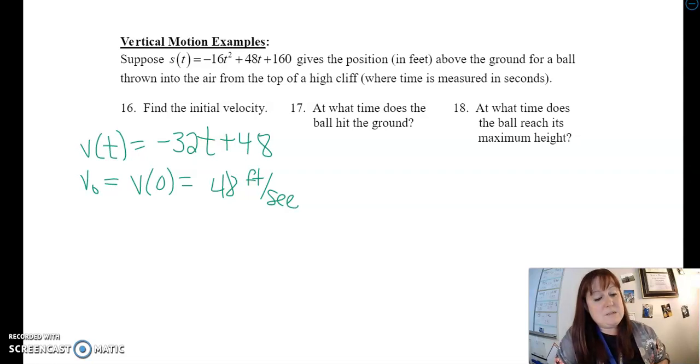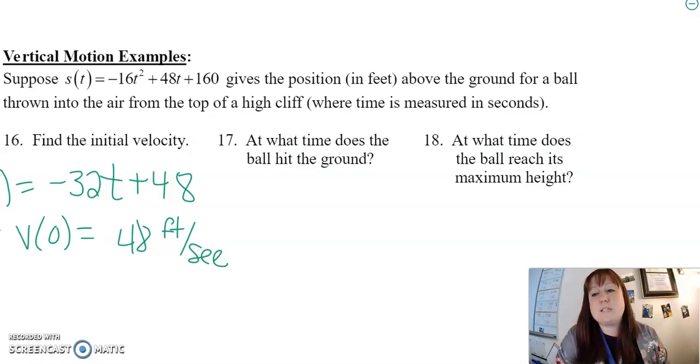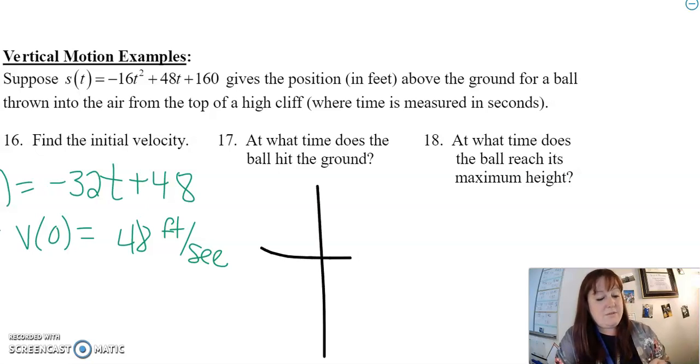Okay, at what time does the ball hit the ground? So what does that mean? If you think about this, looking at this as a graph, if the ball is dropped, what's going on in the position function when it hits the ground? The position function is equal to 0. So hitting the ground would mean that the position function equals 0. So we're going to have the position function equal to 0.